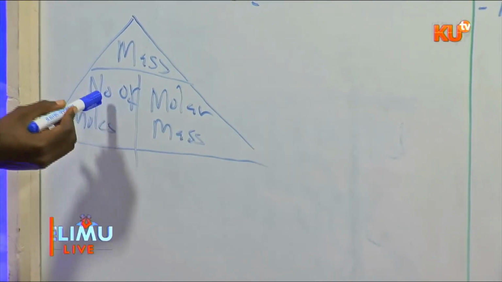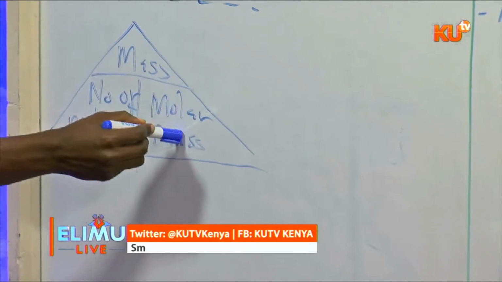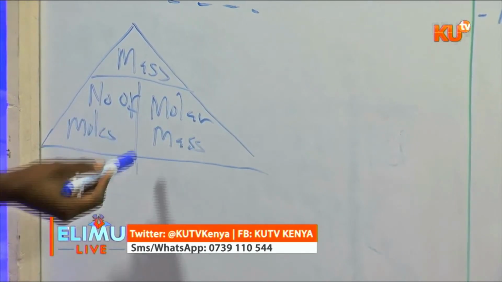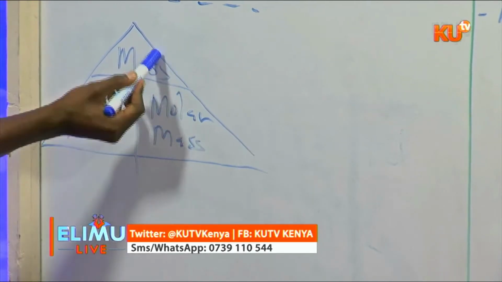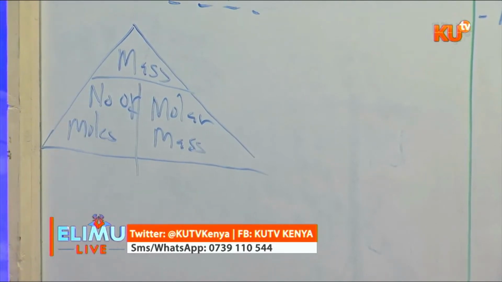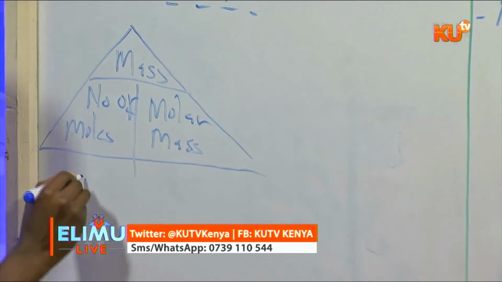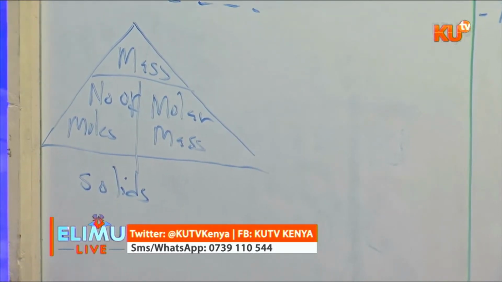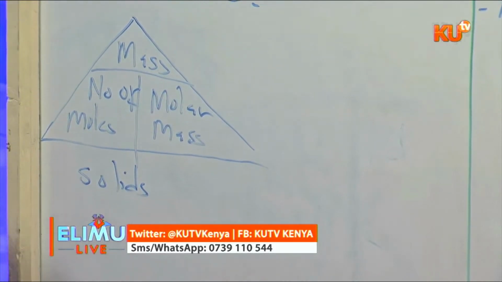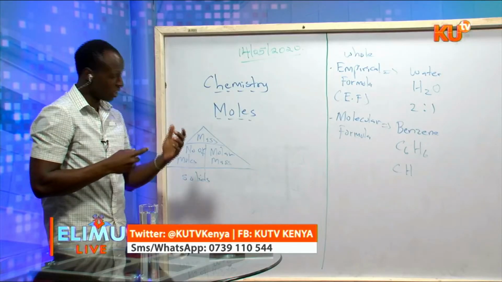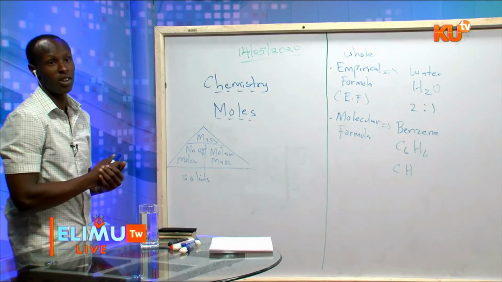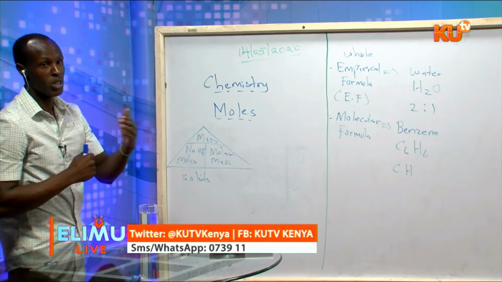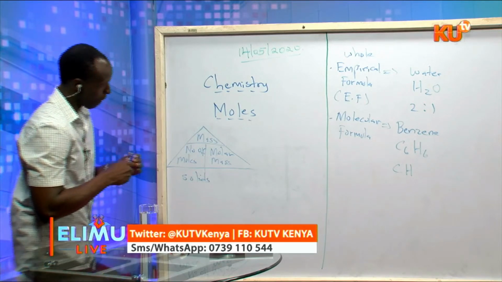What about number of moles? Number of moles is mass over molar mass. What is molar mass? Molar mass is mass over number of moles. This triangle mainly applies for solids. And in chemistry, we deal with elements, and most solids are metals. So mainly it will be involving metals and other compounds which exist in solid form.